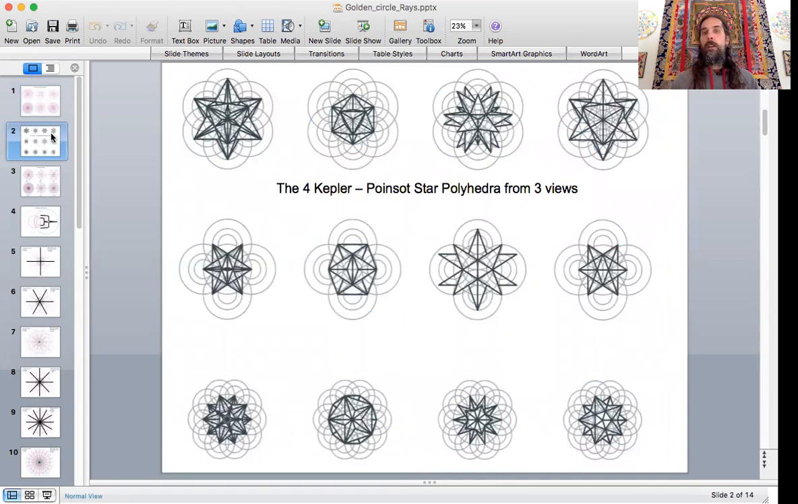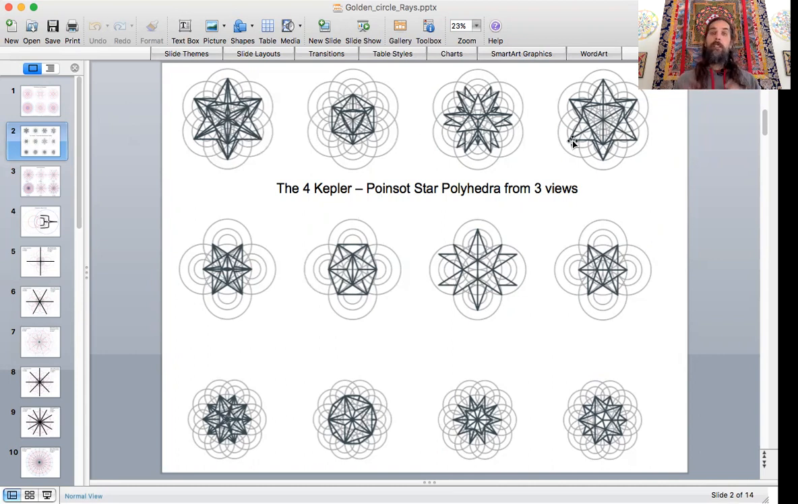Now, the really cool thing about this is, yes, I love working with the polyhedra, the star polyhedra. I have a video, please check that one out. It's on the 4 Kepler-Poinsot star polyhedra from 3 different views. And these are the 3 main views that I just showed you at the top of that previous image. And these are the 4 different star polyhedra.